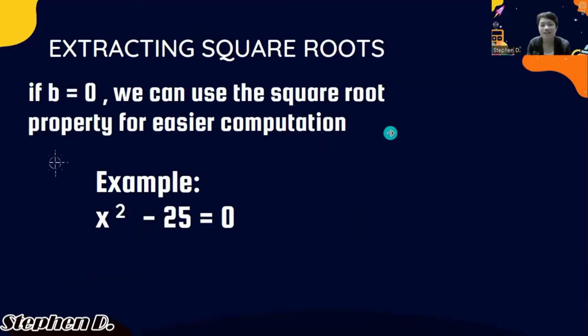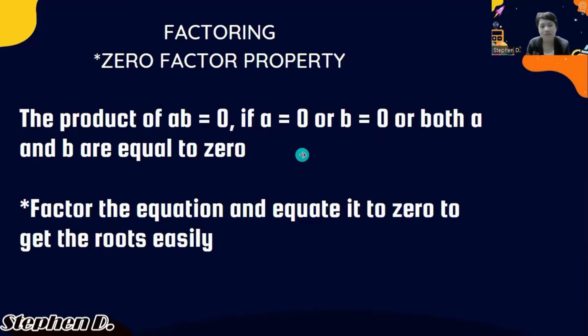Extracting square roots: if b is equal to 0, we can use the square root property for easier computation. For example, x squared minus 25 is equal to 0. In the zero factor property, the product of A and B is equal to 0. If A is equal to 0 or B is equal to 0, or both A and B are equal to 0. Then factor the equation and equate it to 0 to get the roots easily.